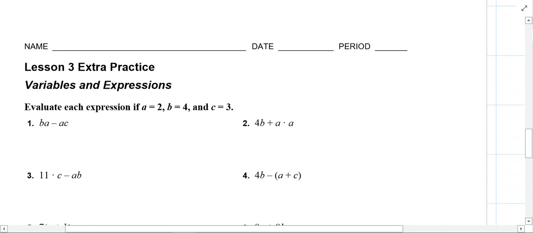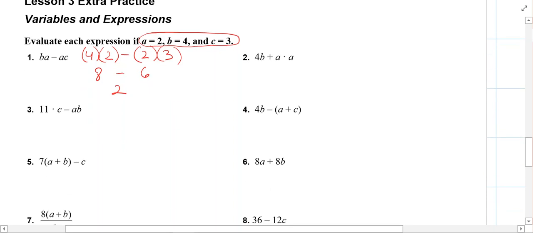So let's go ahead and start this first one, b times a. So we'll do b times a minus a times c. And it gives you all the substitution property of equalities up here for everything. So b is 4, a is 2, so 2 there and 2 here, and c is 3, so it goes there. So make sure that you have everything in the right spot. Put them in the wrong spot, you're going to end up getting the wrong answer. This first side is 8, and this side is 6, and together it's 2.